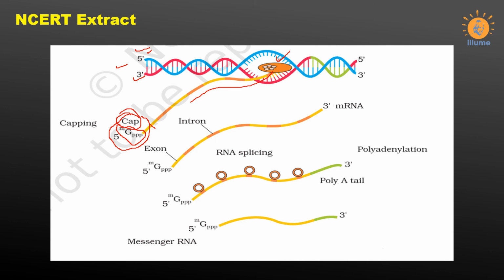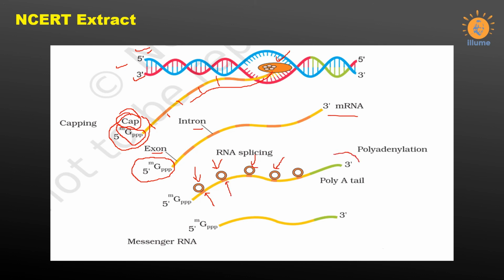And you can see these yellow ones are exons and these orange ones are introns. So we need to remove the introns. As you can see, the labelings: exon, intron, this is the 5' end, methylguanosine cap, this is the 3' end. These are spliceosomes, as you can see in the figure, and all of them get attached to introns to cleave them, to cut them out.